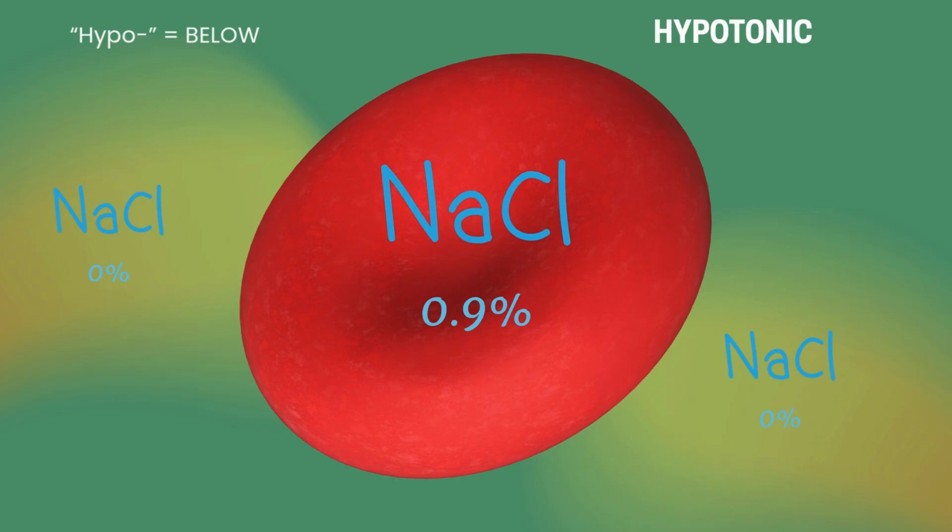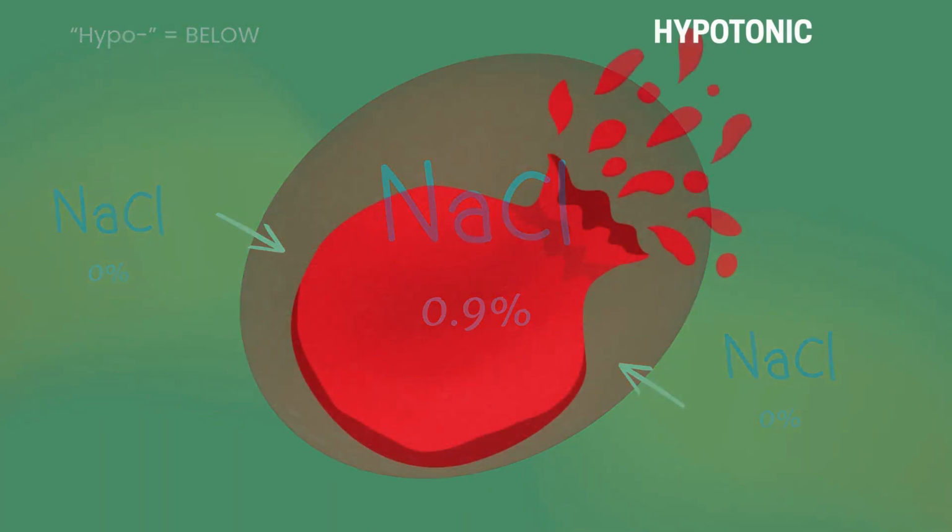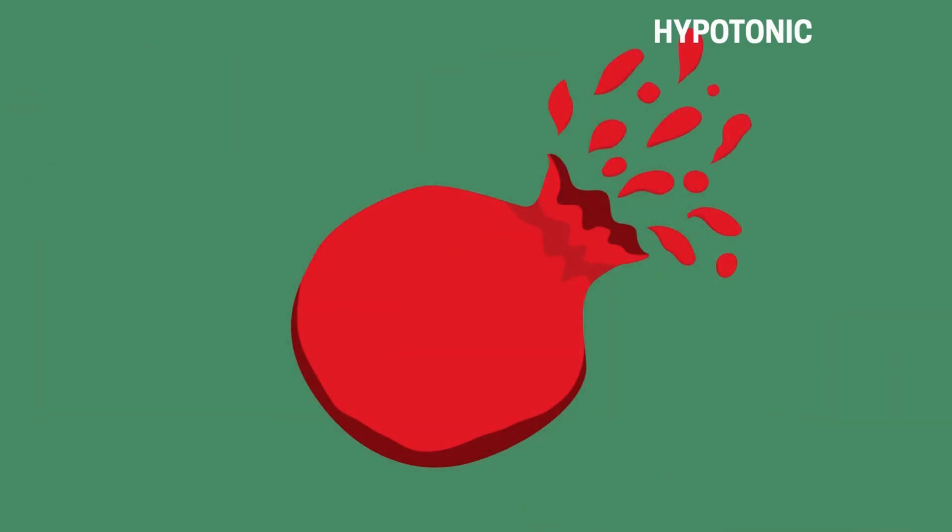Remember, water is going to move from low solute or particle concentration to high solute concentration. This means that there is a low solute concentration in the 0% sodium chloride surrounding solution and a high solute concentration inside the red blood cell. This will cause water to flow into the red blood cell, causing it to swell up and possibly burst.